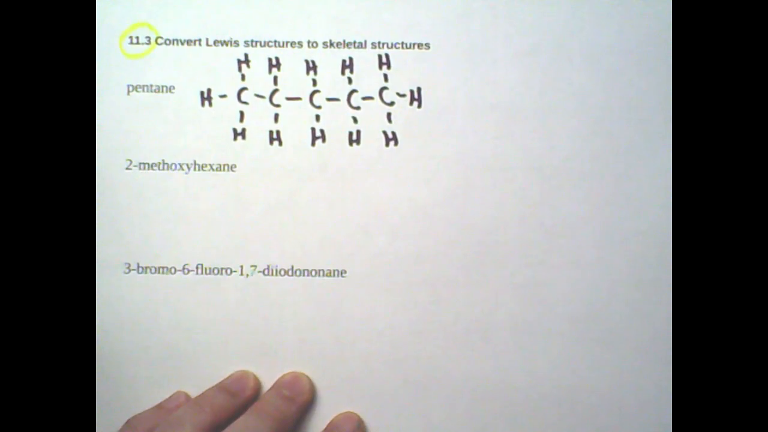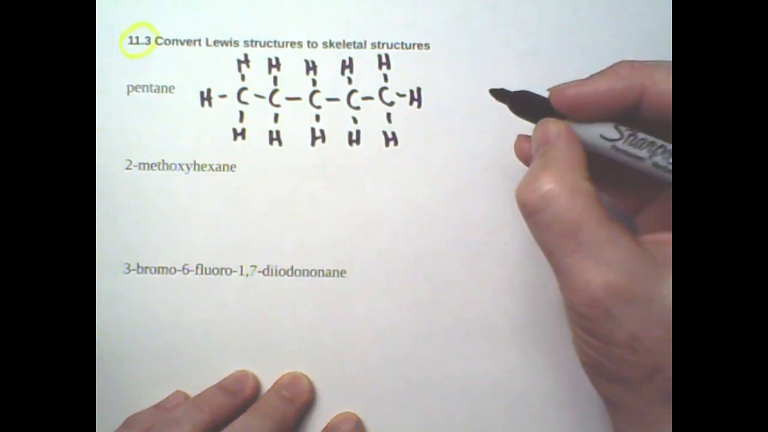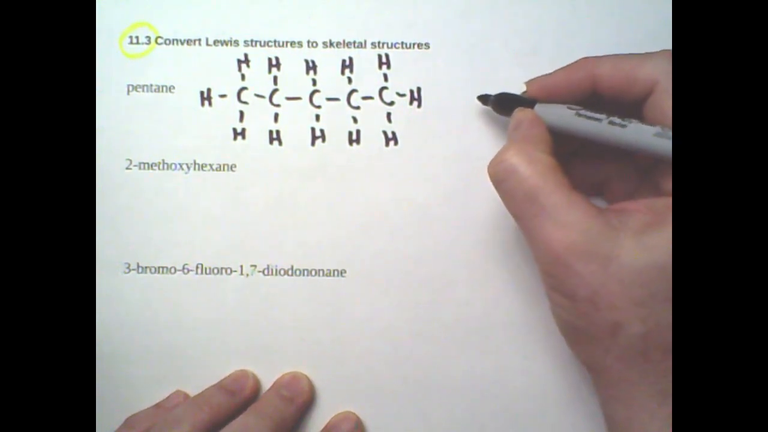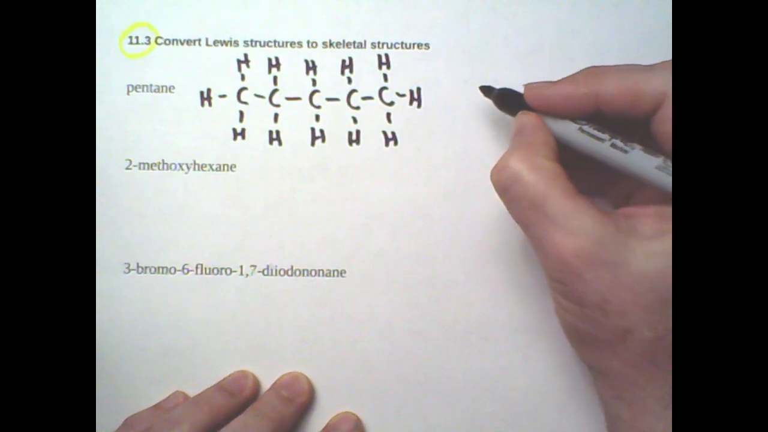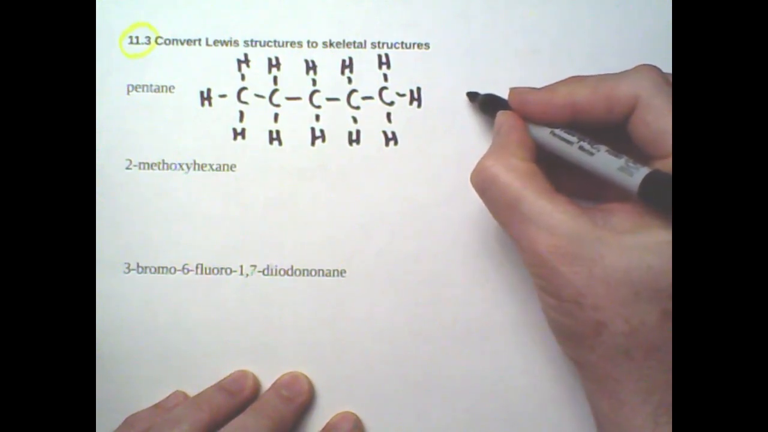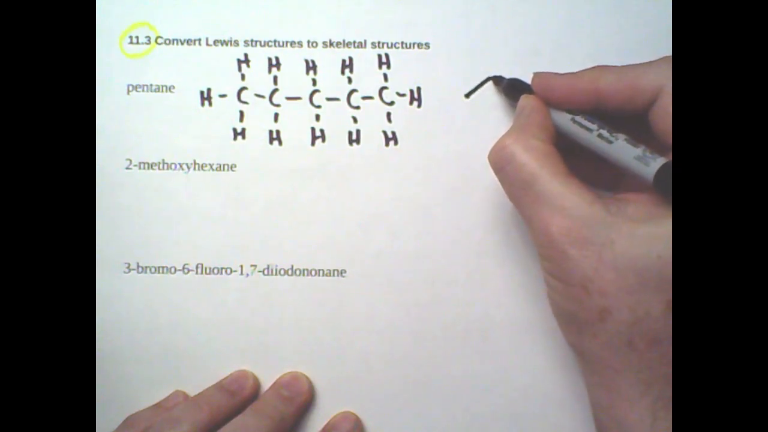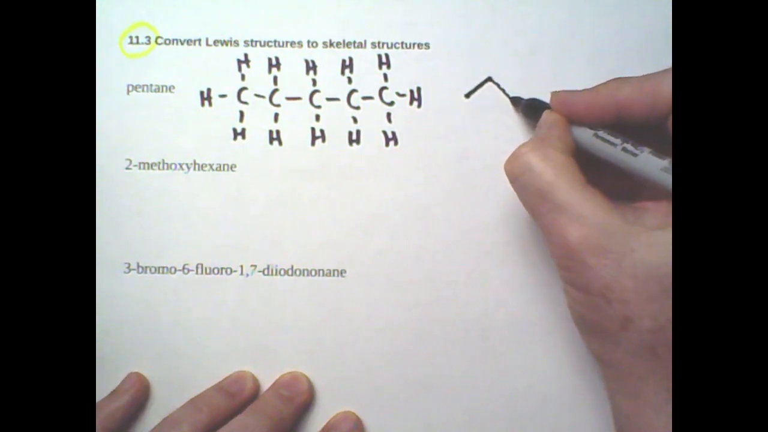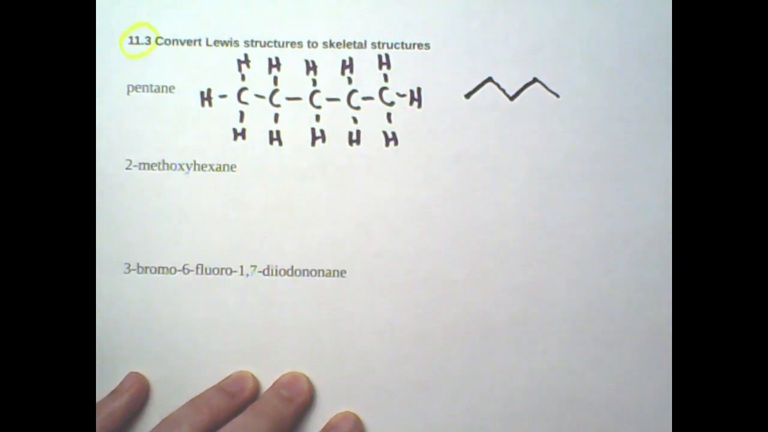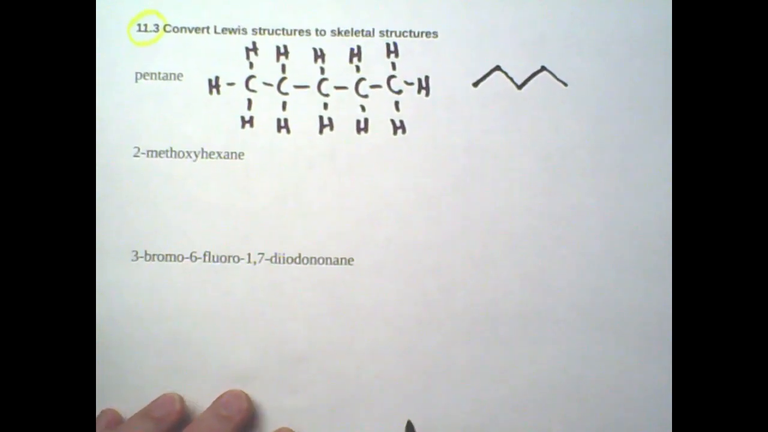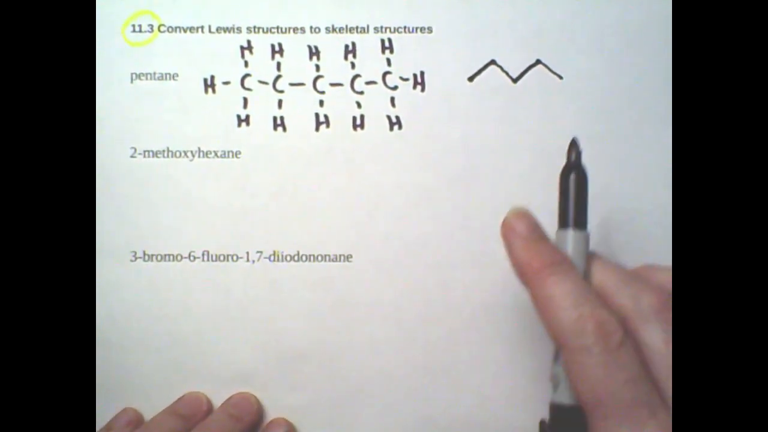From here, you need to convert to a skeletal structure. I love skeletal structures. They're so quick and easy to draw, and they show off functional groups really well. I just put my pen down for the first carbon and draw a line to the second carbon. Second to third, third to fourth, fourth to fifth, and we're done. There's pentane.